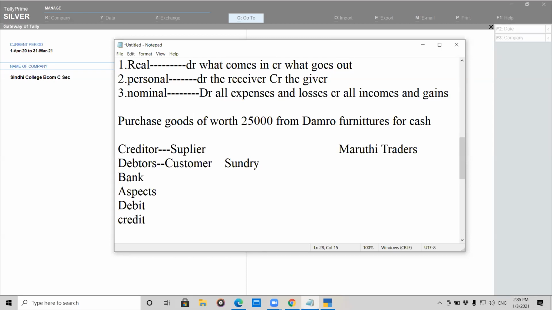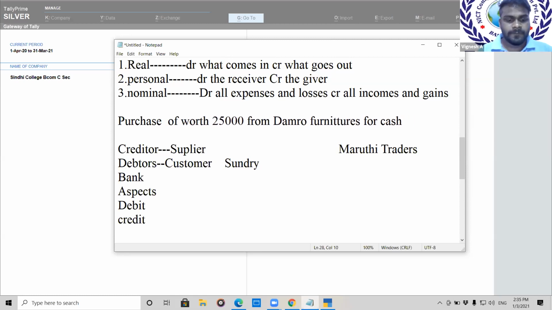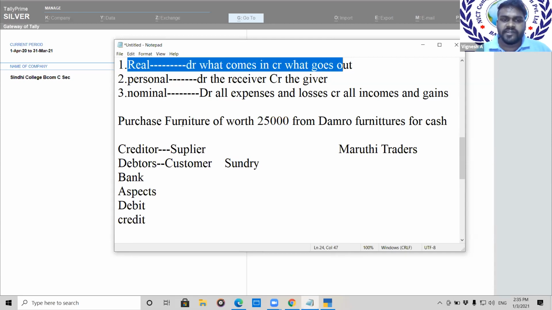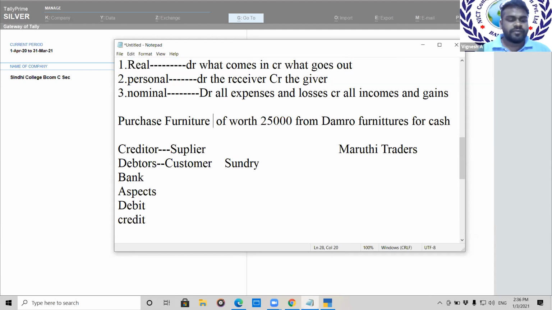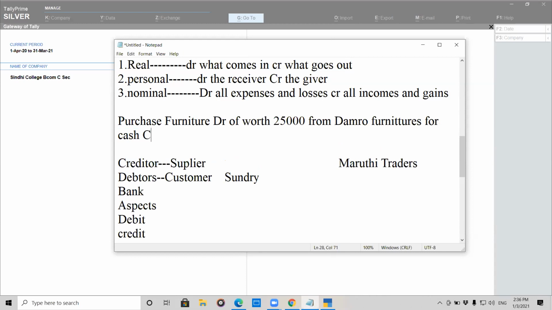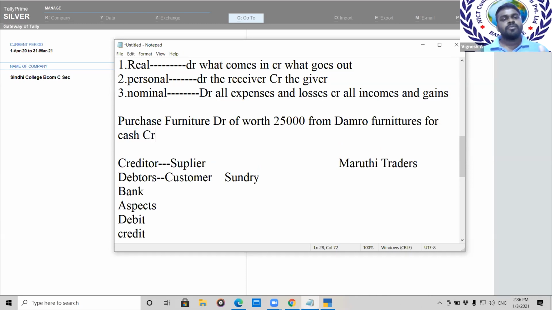Understanding? Okay. I have purchased furniture, so the journal entry will be your furniture account. Always relate your transaction here. Real: debit what comes in. Furniture is your asset, right? So you will debit your furniture. Cash is also your asset. What goes out? You credit what goes out. Clearly understood? This is how we make the entry.